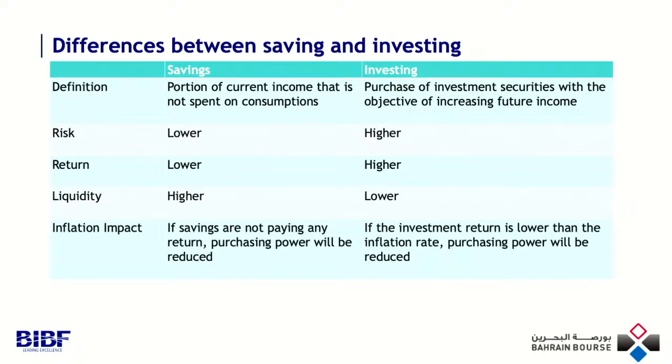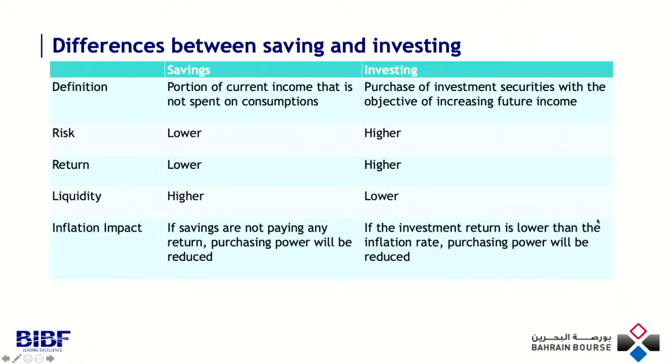Which means it brings us to a very important point, and let me read it on the slide. On savings, it says if savings are not paying any return, purchasing power will be reduced. Which means I've got 100 BD sitting in my bank account. I've saved money, right? So I'm feeling good. I'm feeling a little secure that I have got 100 BD in my account that I have saved. This can help me in the future. That 100 BD can buy me, let's say, 100 kilos of rice today. Because the price of rice today is 1 BD per kilo, let's say. So today it can buy me 100 kilos of rice.